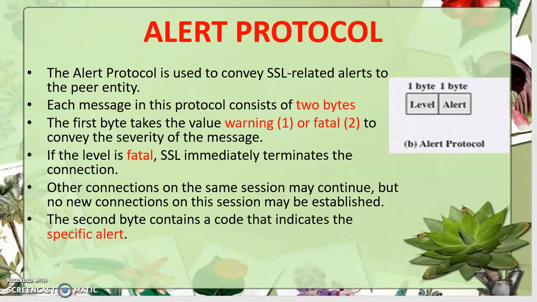Alert protocol. The alert protocol is used to convey SSL related alerts to the peer entity. Each message in this protocol consists of 2 bytes. The first byte takes the value warning 1 or fatal 2 to convey the severity of the message. If the level is fatal, SSL immediately terminates the connection. Other connections on the same session may continue, but no new connections on this session may be established. The second byte contains a code that indicates the specific alert.